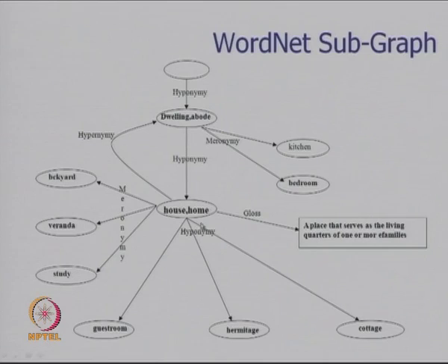Similarly, in house, home, there are parts like backyard, veranda, study. Then house, home has hyponymy like guest room, hermitage, cottage. These are kinds of house, home, and the gloss is the small epithet describing what the concept is: a place that serves as the living quarters of one or more families.